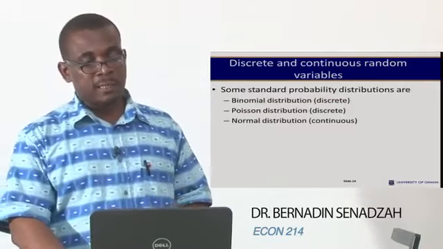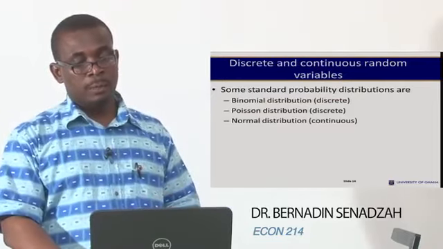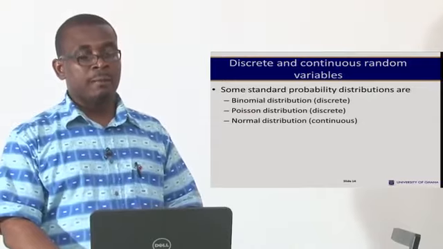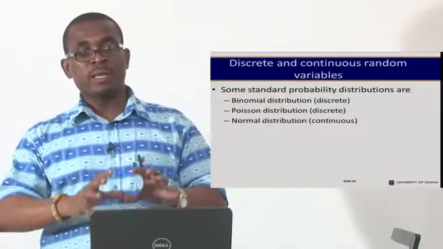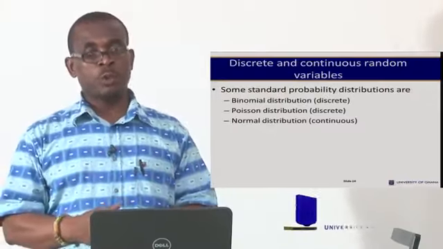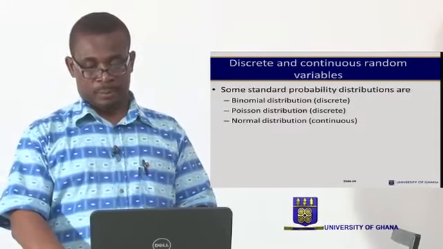Now, some standard probability distributions are the binomial distribution, which is a discrete distribution, the Poisson distribution, which is also a discrete distribution, and then the normal distribution. These are very important distributions that we'll be discussing.